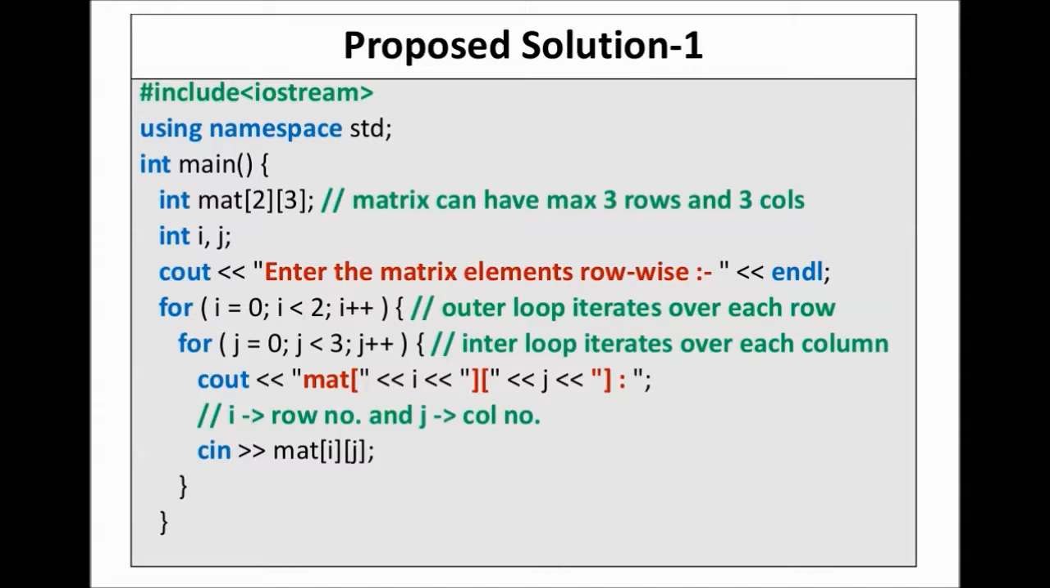For the first for loop we write i is equal to 0, i less than 2, i plus plus, and for the second loop, the inner loop, which runs over each column, we write j is equal to 0, j less than 3, j plus plus. Then we write cin >> mat, giving the position at which we want to enter the value, that is cin >> mat[i][j].